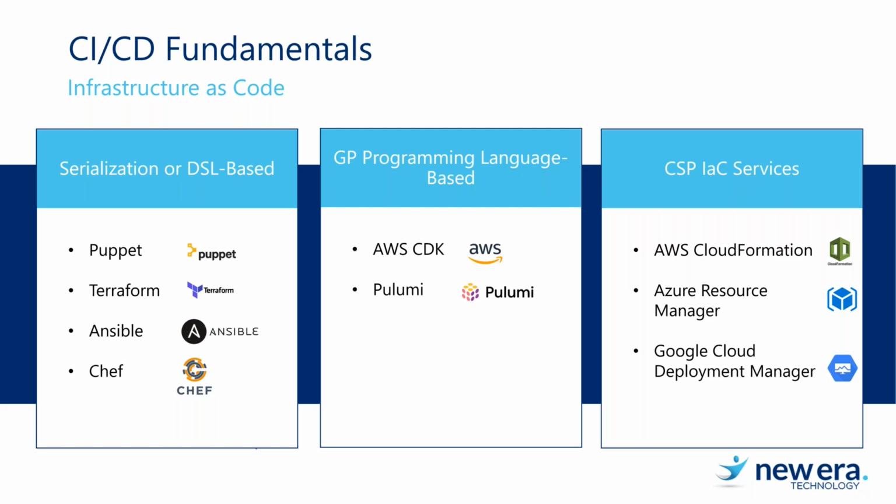And each of the major cloud service providers has their own infrastructure as code service. For Amazon, that's AWS CloudFormation, which uses YAML or JSON for their templates. Azure Resource Manager for Microsoft Azure also uses a JSON-based template. And Google Cloud Deployment Manager, which I guess could be considered a bit of a hybrid, as you can write your infrastructure in Google Cloud with Jinja templates, which is a serialization-based language, or with Python.